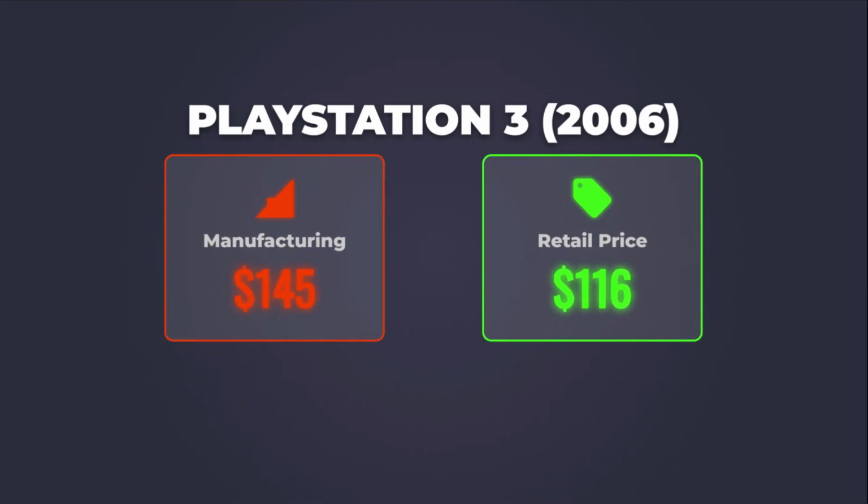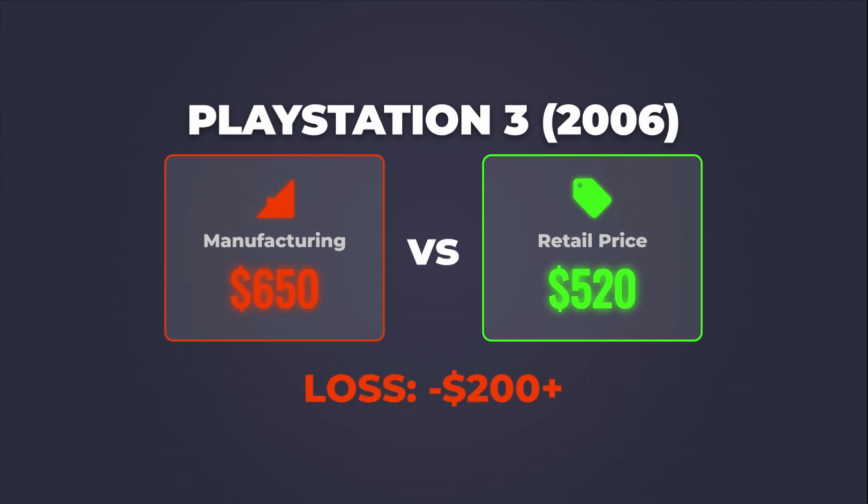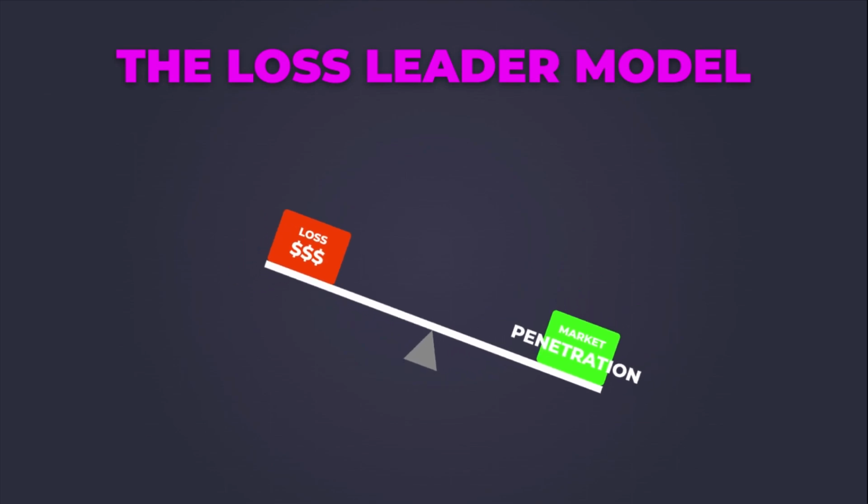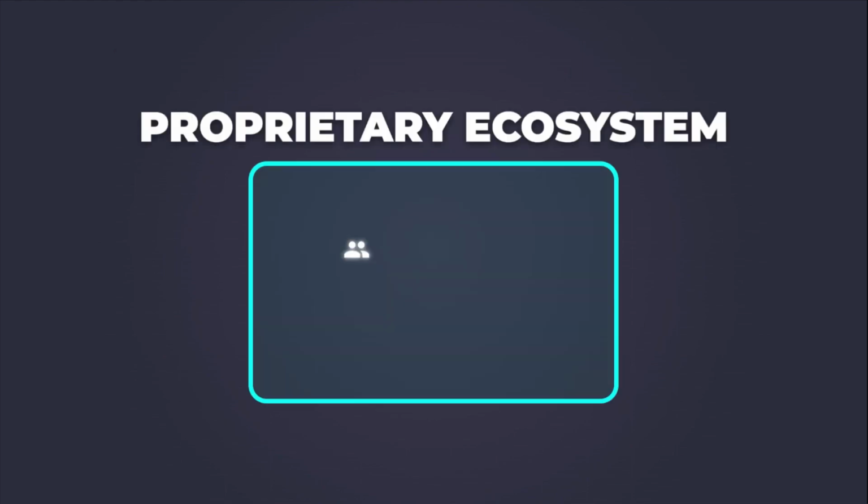The PlayStation 3 launched in 2006 with an estimated manufacturing cost exceeding $800 for the 60GB model, yet retailed for $599. This immediate loss of over $200 per unit is not a failure, but a calculated financial strategy. This practice, known as the loss leader model, prioritizes rapid market penetration over immediate hardware profit. The primary objective is establishing a massive installed base of users locked into a proprietary ecosystem. The console itself functions as a subsidized gateway.